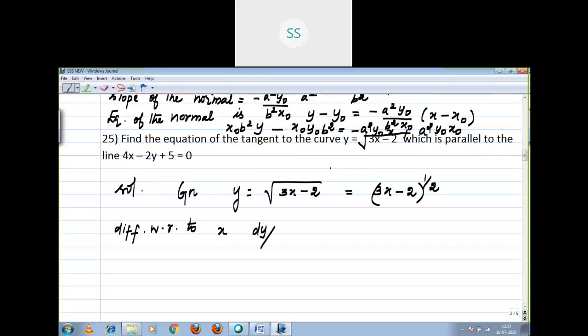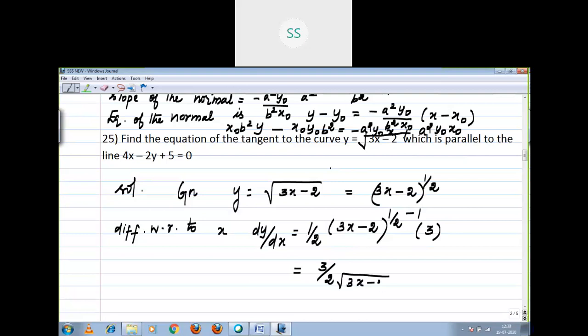dy by dx equal to, first you are going to apply the derivative of x power n concept. (3x minus 2) the whole power 1 by 2 minus 1. Then you enter into the bracket. When you differentiate, it will give you 3. The 2 is constant, right? Now, which is equal to what? 3 by 2 root of 3x minus 2.